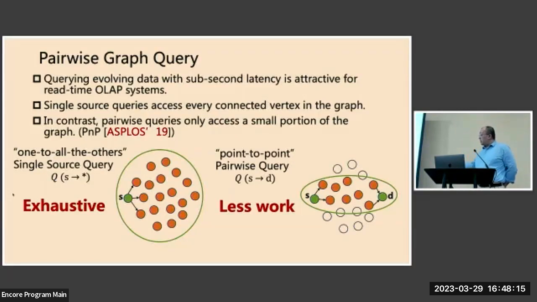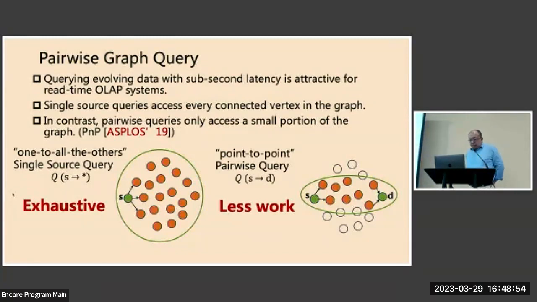One is shown on this side. It is one-to-all, called a single source query. So we want to find, for example, the shortest path from the source to all the other vertices. And in this case, we need to exhaustively check all the vertices. But the other kind, the focus of this paper, is the point-to-point, or pairwise query. It tries to answer what is the shortest path, for example, from the source to the destination. And in this case, we only need to look at a set of the vertices, right?